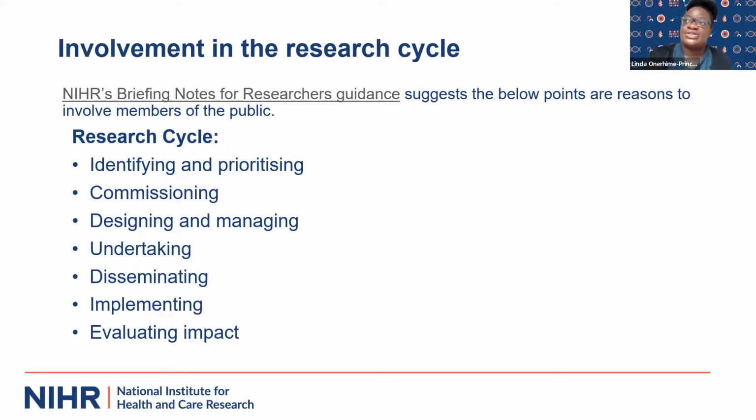So for instance, I mentioned participation, whereby members of the public may be asked to complete a survey regarding the research. So you could invite members of the public to be the ones who actually go out and ask people to complete this survey. So you could devise different roles which members of the public can take on in your research. We also have the implementing stage, and we also have the evaluating impact.